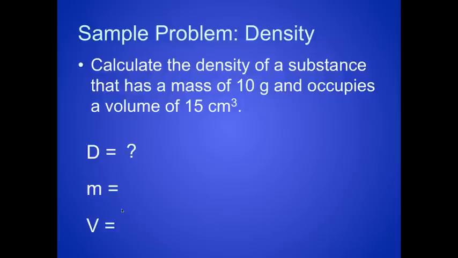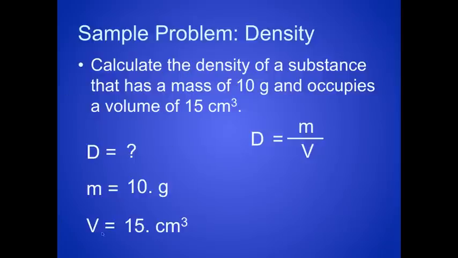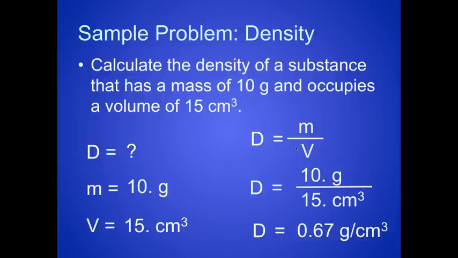So in this case, you're asked to calculate the density. The mass is 10 grams, and the volume is 15 cubic centimeters. So we're just dissecting the problem, really. Here's our formula. Now you're just plugging in your information into your formula. So density is 10 grams divided by 15 cubic centimeters, and so you end up with 0.67 grams per cubic centimeter.